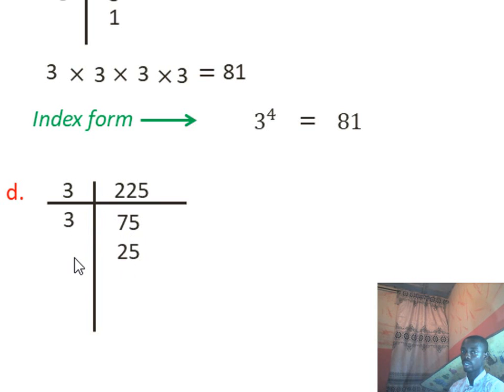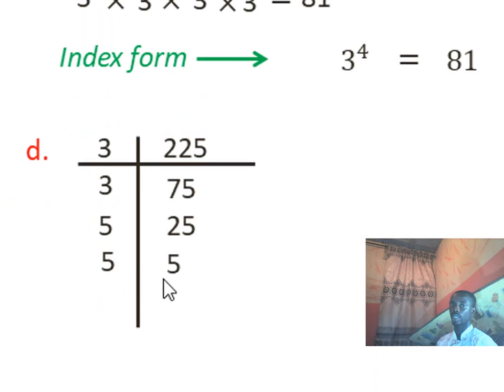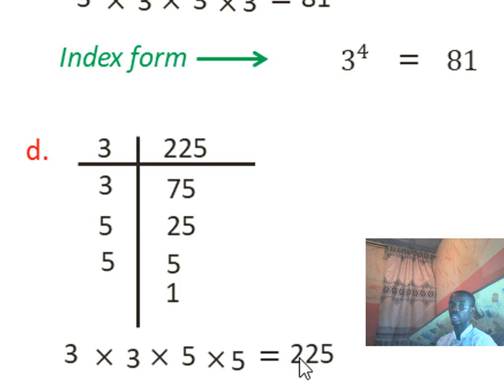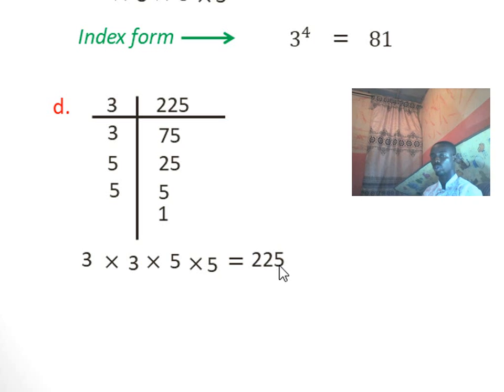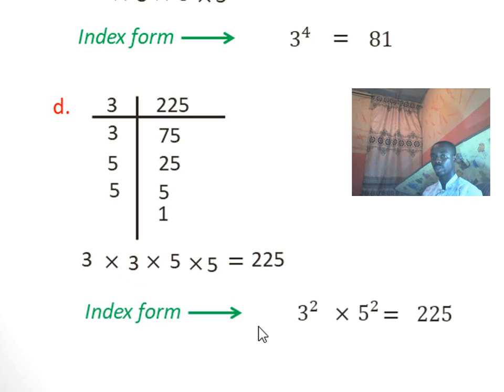Now 3 doesn't work again, but 5 does. So 25 divided by 5, that is 5 itself. Now we'll make use of 5 here as our factor. Now, 5 divided by 5, that is 1. So here we'll stop. And we'll write out what we have here. Our answer is 3 multiplied by 3 multiplied by 5 multiplied by 5 equal to 225. Now in index form, 3 raised to the power of 2, then multiplied by 5 raised to the power of 2. So that is equal to 225.